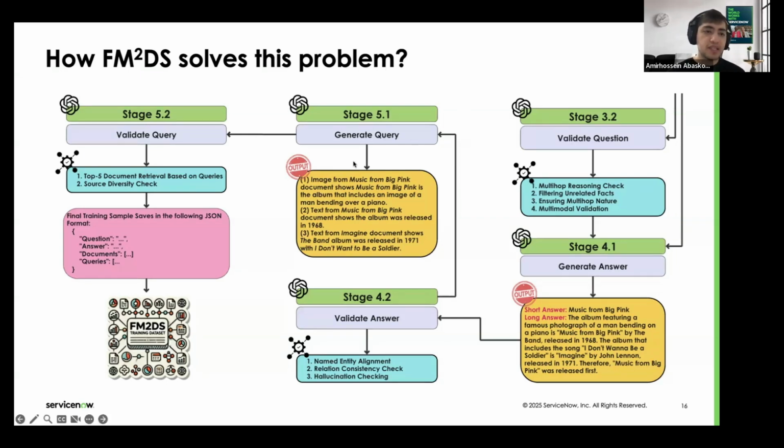Also, we have query validation as well, for which we use top 5 document retrieval. And finally, we have our sample datasets, which are appended together to create the FM2DS training dataset for the domain that we want.